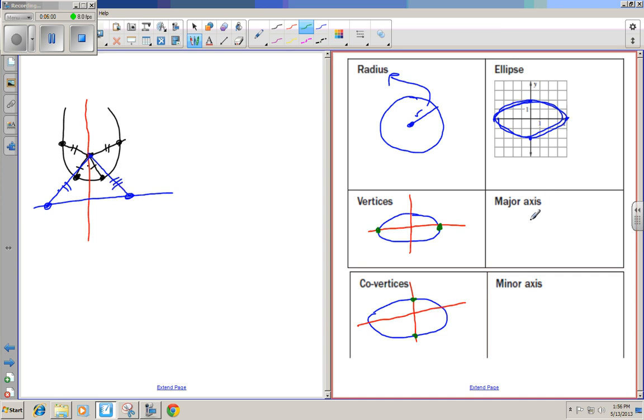Let's talk about a major axis. A major axis goes through the vertices, whereas the minor axis goes through the co-vertices.